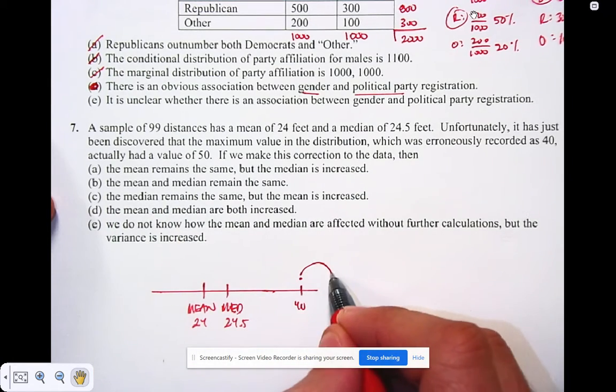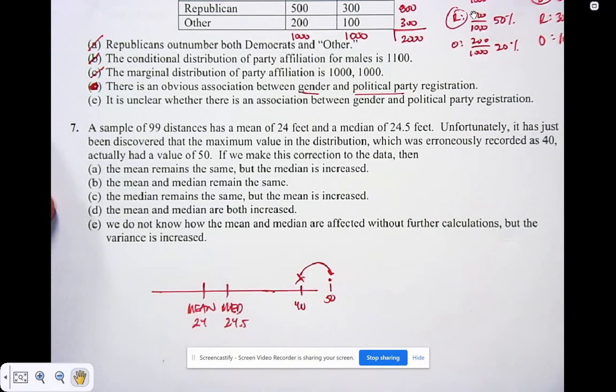And so this data point was wrong. It's supposed to come up here to be 50. Well, what is that going to do to a mean? A higher number pulls the mean towards it. What's it going to do to the median? Nothing. That data point was to the right, which means it's in the right 50% of the data. Just because it goes up higher doesn't change the median.